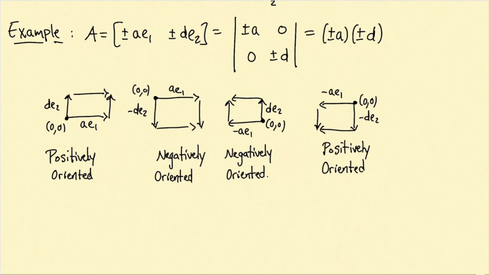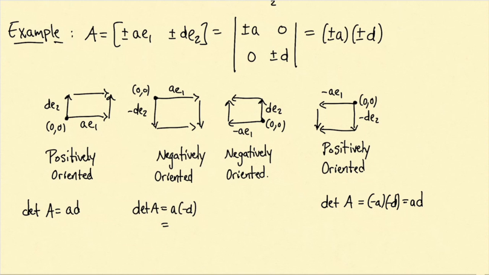So you can see the determinant of the first and the fourth is in fact the product of the scalars A, D, or minus A, minus D. For the 2 in the middle that are negatively oriented, our determinant is negative AD, and you can see that if you multiply the 2 scalars together, you'll get negative AD.